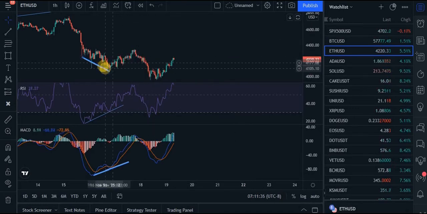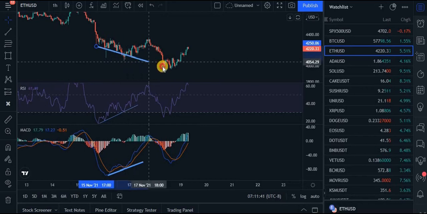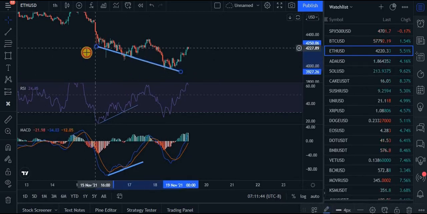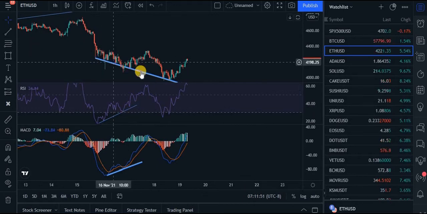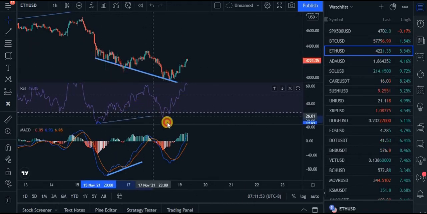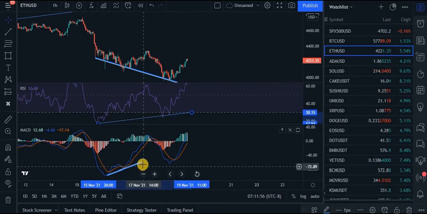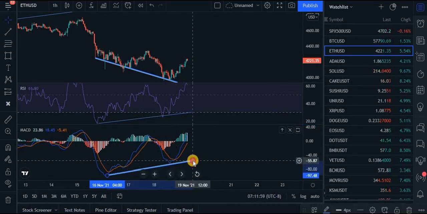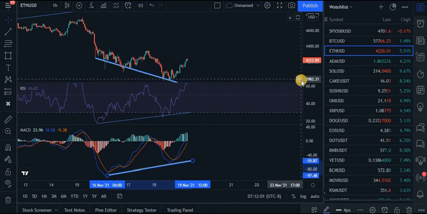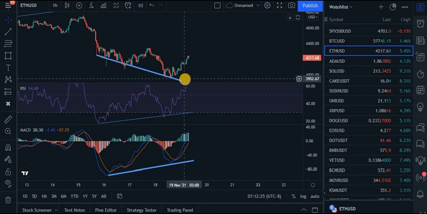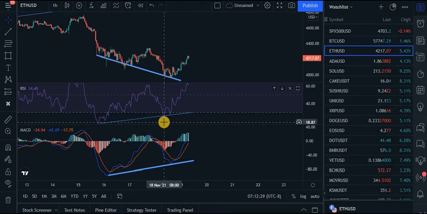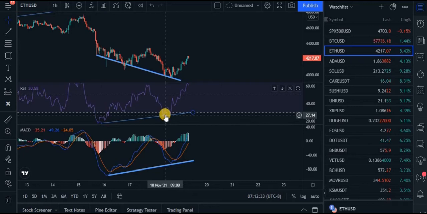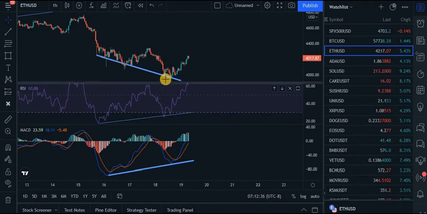We have another divergence here. This is the third divergence here. We have a bigger divergence here. As you can see, the price is still making a lower low, but the indicator makes a higher low, and here we have both MACD and RSI pointing to the same signal. We have a better signal here. If we consider RSI as an entry point, we can enter the market after the RSI goes above the 30 line, which is somewhere like here.